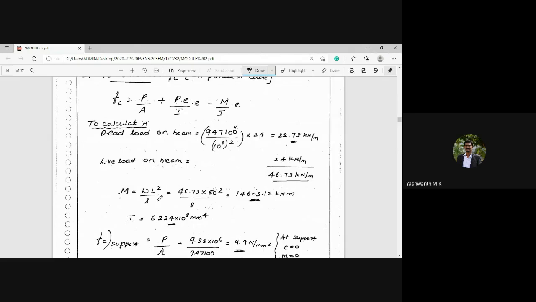Now, what will be the moment formula? This will be the total W0. How to calculate the moment? Since nowhere has it been specified otherwise, and the live load is also specified as acting as a UDL, we are going with the formula WL square by 8. Hence M is equal to WL square by 8. Substitute this, you will get 14603.12 kilonewton meter.